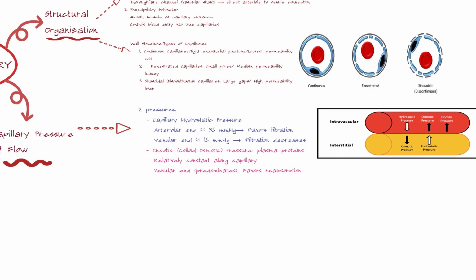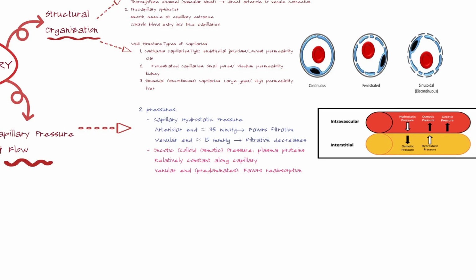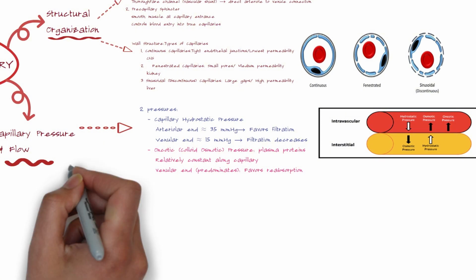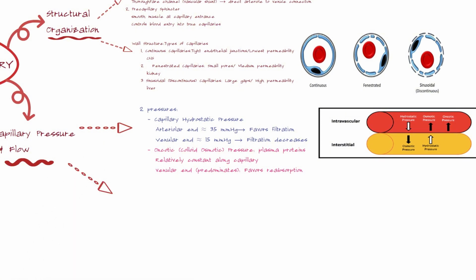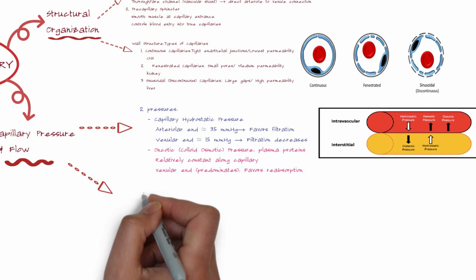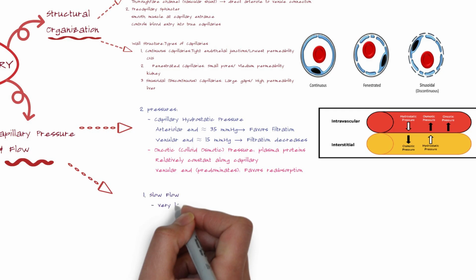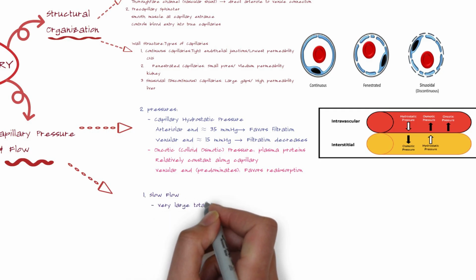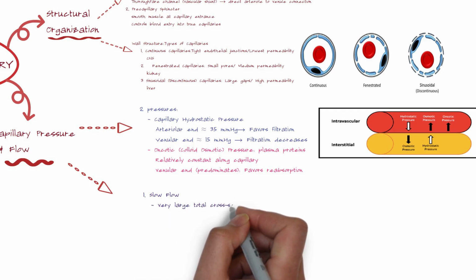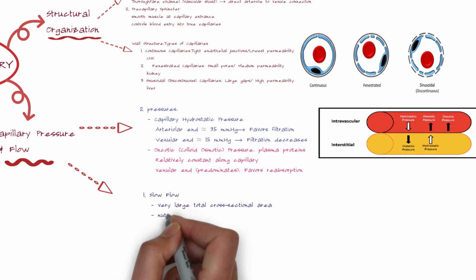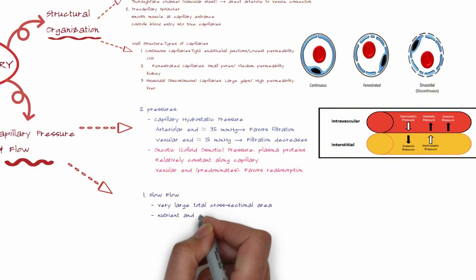So at the venule end, reabsorption back into the capillary is favored due to decreased hydrostatic pressure and increased oncotic pressure. Let's move to the flow. The flow of the capillary has two characteristics. First, it is slow, and this is due to the large cross-sectional area, and important because it allows time for the nutrient and gas exchange.